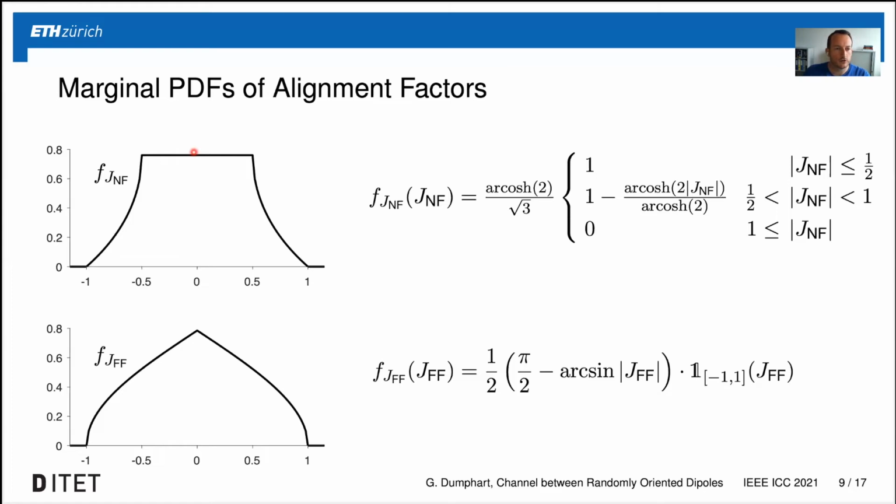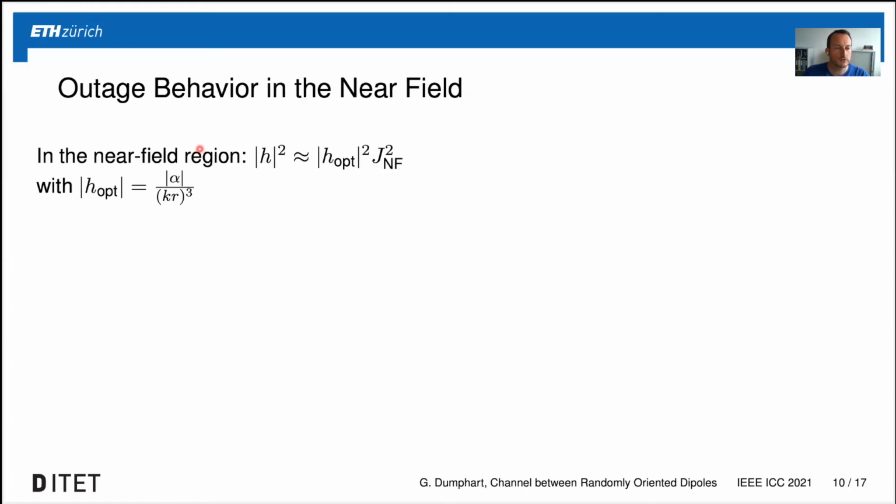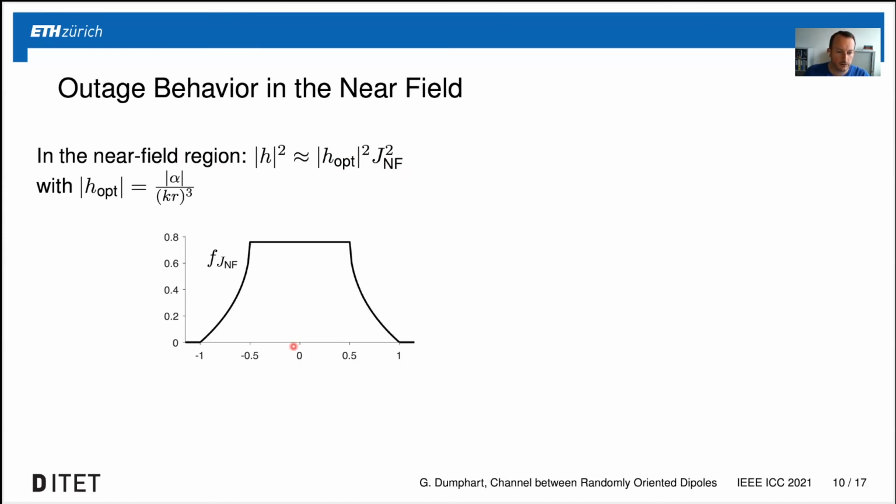All right, now let's look at the outage implications. In the near field region here, the power gain will be proportional to J_NF squared with some prefactor here. And let's look at the PDF of J_NF again, as discussed. It has a finite probability density around 0. And what does that mean? That means J_NF squared will be close to 0 quite often.